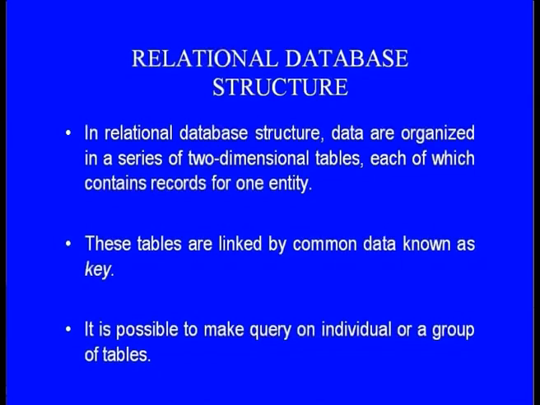Next is relational database structure. In relational database structure, data are organized in a series of two-dimensional tables, each of which contains records for one entity. These tables are linked by common data known as a key. It is possible to make a query on individual or a group of tables.